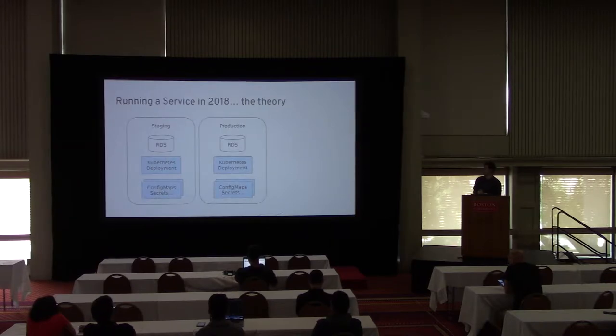So, running a service. How do we run a service? Well, the theory is very simple, right? We generally have two environments, staging and production. The developers give us Kubernetes deployments, and we just run them, like oc apply or kubectl apply. We have to provision other OpenShift resources like config maps, secrets, and if they ask for databases, we provision an RDS, etc.